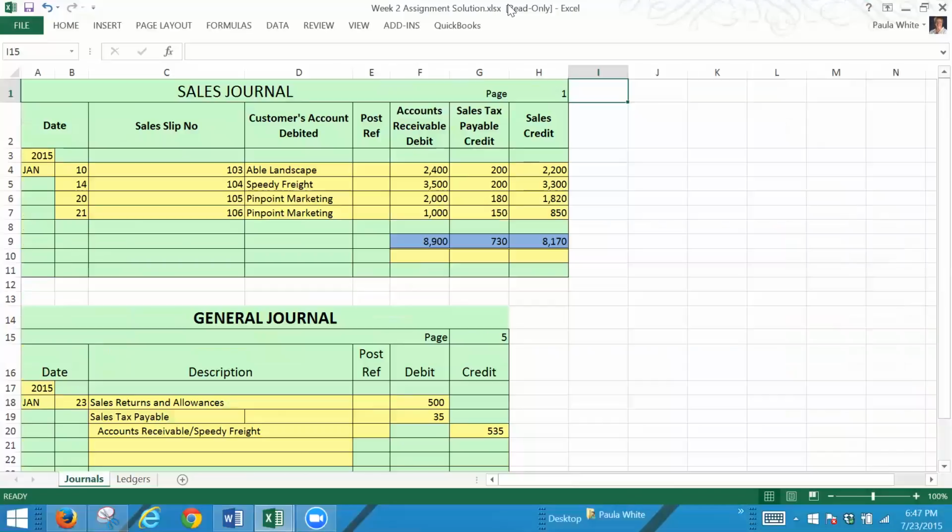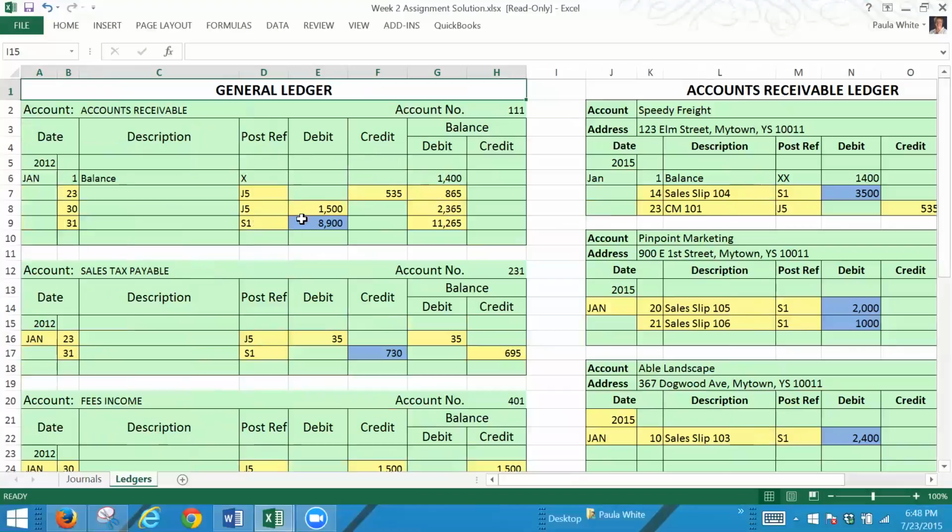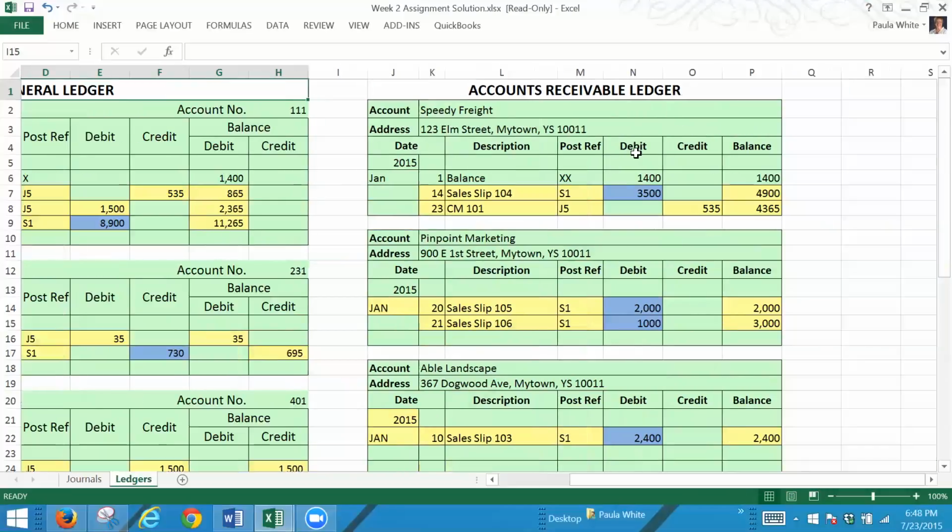So that's how the sales journal is related to the postings in the general ledger, which is the summary data only. And then the detail goes into the accounts receivable ledger of the total amount that is owed to our company by making these sales to these customers on credit.